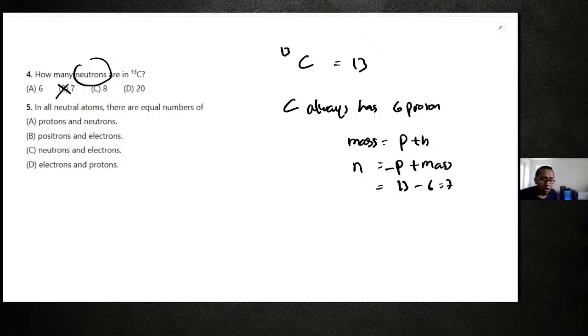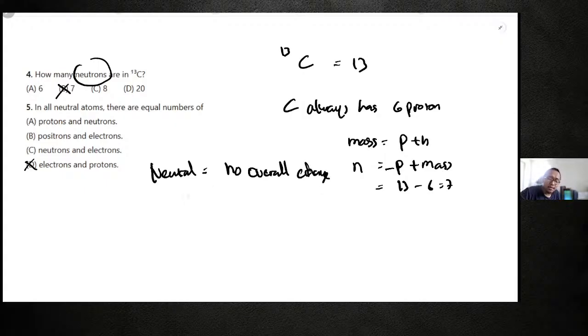Number 5. In all neutral atoms, there are equal numbers of protons and electrons. Let's review what makes an atom neutral. Neutral means no overall charge.